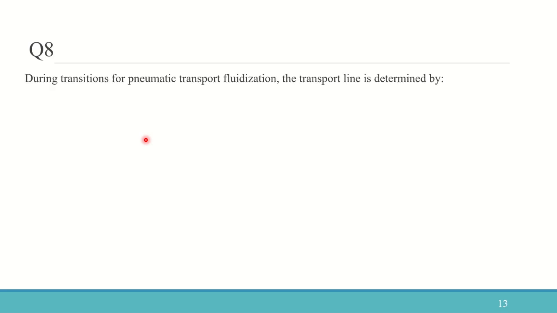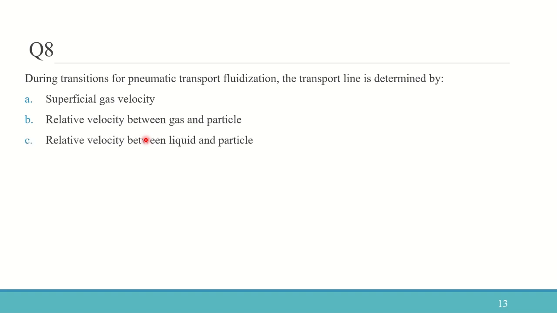In question 8, it is asked that during transition for pneumatic transport fluidization, the transport line is determined by superficial gas velocity, relative velocity between gas and the particle, relative velocity between the liquid and the particle, and option D, terminal velocity of a particle. So the transition is happening from pneumatic transport to the transport line.